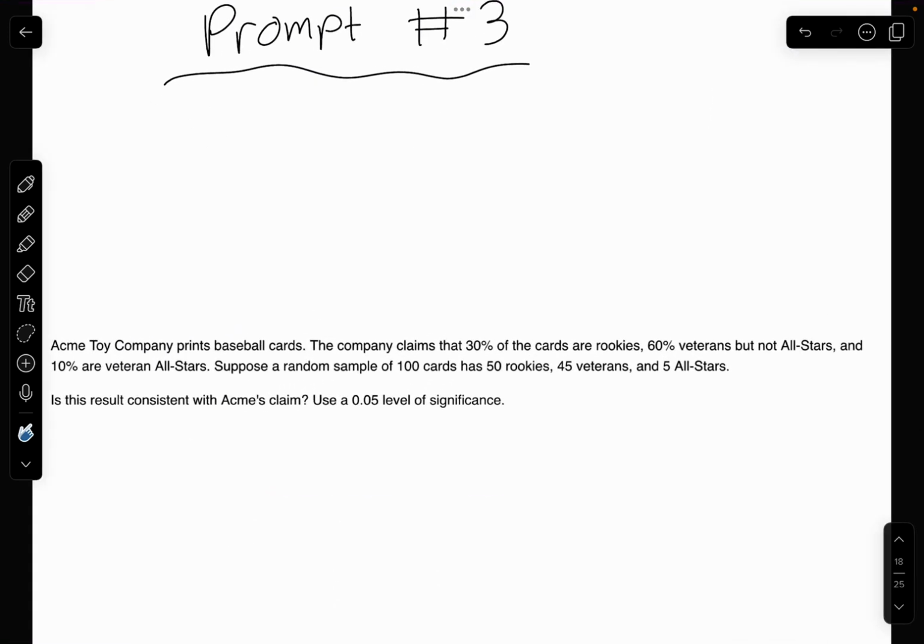Prompt number 3. Acme Toy Company prints baseball cards. The company claims that 30% of the cards are rookies, 60% veterans, but not all-stars, and 10% are veteran all-stars. Suppose a random sample of 100 cards has 50 rookies, 45 veterans, and 5 all-stars. Is this result consistent with Acme's claim? Use 0.05 level of significance. I'll give you a second to think about the answer so you can pause.